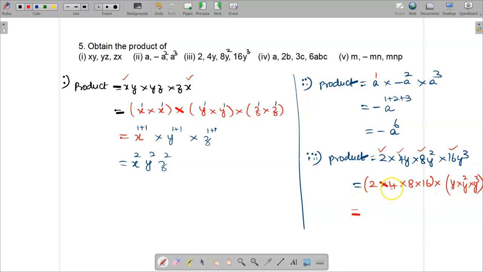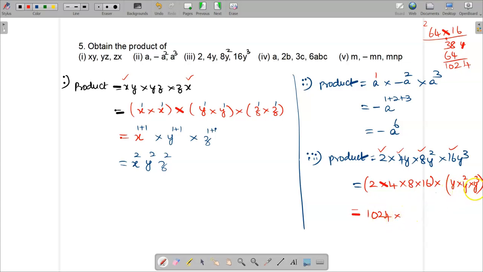So 2 2s are 4, 2 4s are 8, 8 8s are 64, 64 into 16. Just multiply these values. 6 4s are 24, 6 6s are 36, 36 plus 2 is 38, and here it is 6, 4. So it is 4, 8 plus 4 is 12, and then 1 you have, and then it is 1024. So the constant is 1024.